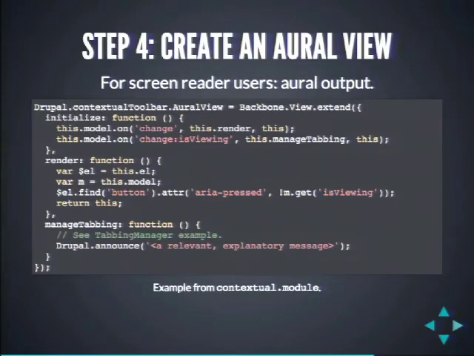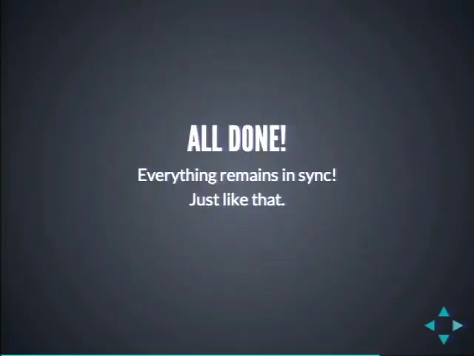So now we are already doing the tabbing constraint, but we also want to make sure that whenever a tabbing constraint is applied, we again use Drupal.announce to explain this to the user because it's a dynamic change. So that's really all there is to it. Everything will remain in sync automatically because the model contains a state. It's easy to hook up new views to support more modalities, to extend views, to make them better, because everything is in a central place and everything else just listens to that and updates that. So that's really all there is to it.